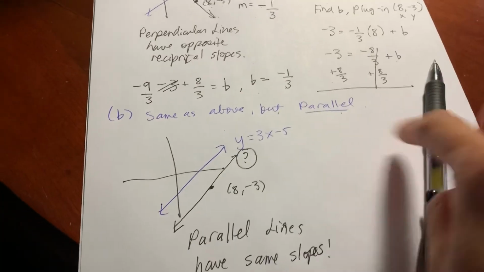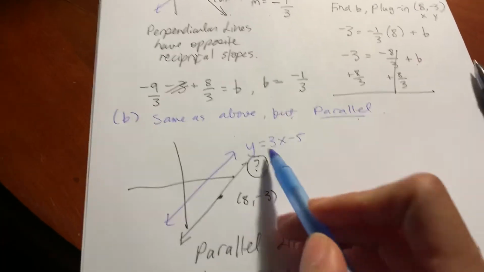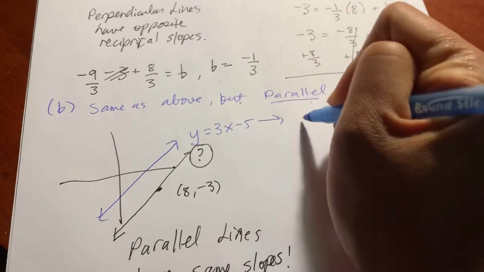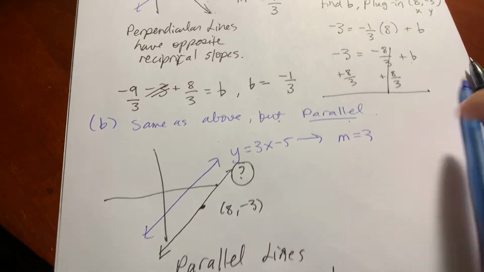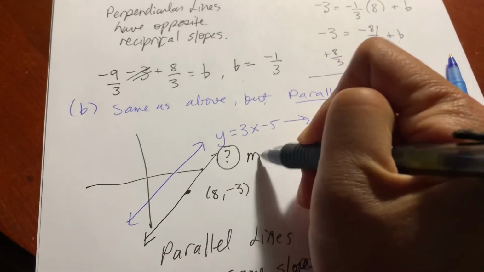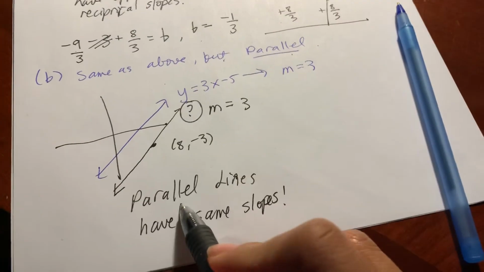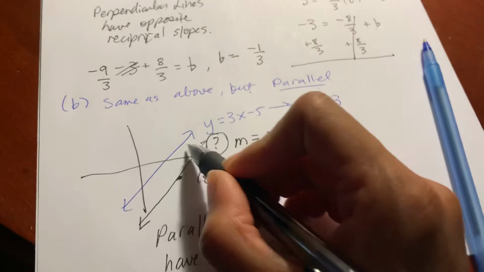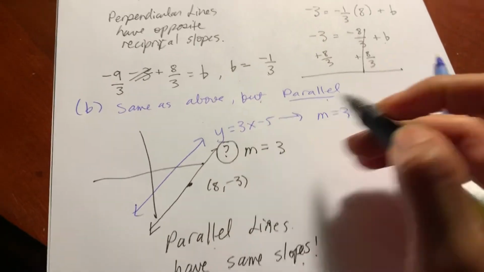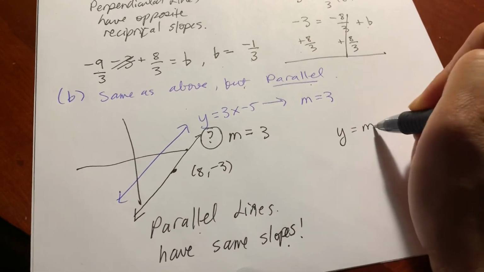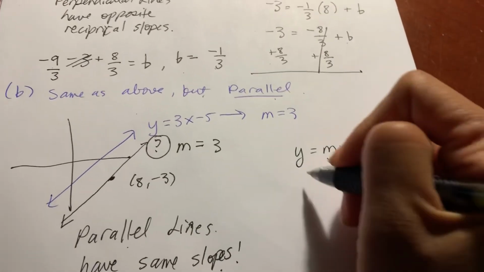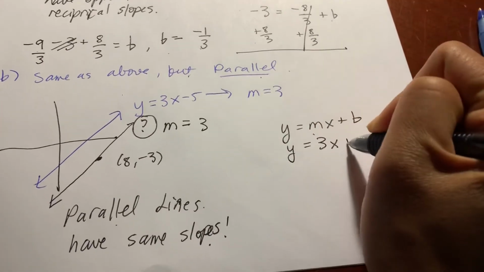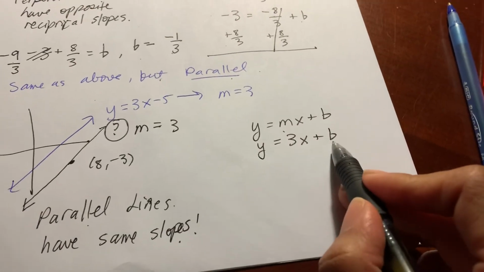So here, it's going to be a little bit easier because we know the slope of this line. We already said that the slope of this line is 3. So what's the slope of this line? The slope of this line is also going to be 3 because parallel lines have the same slopes. We need to find the equation of this line now. And again, y is equal to mx plus b is the equation of a line. We know that m is 3, so y is equal to 3x plus b. And then we need to find out what b is.